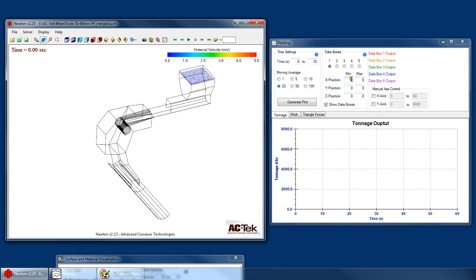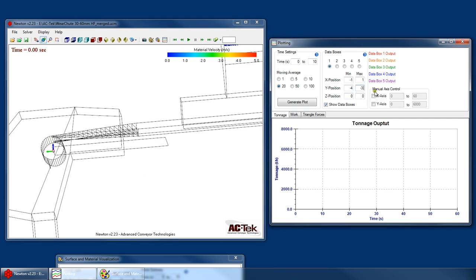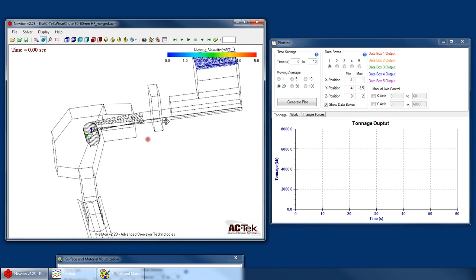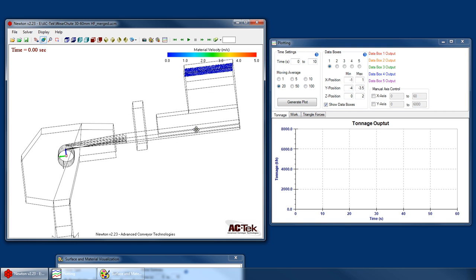So we'll set up a data box here. Turn on my UCS icon. It must be going from -1 to 1, -4 to -3.5, and 0 to 2. Okay, that's good enough. It doesn't matter how thick this tonnage box is. All that matters is that the particles enter the tonnage box. It has to have a thickness. I couldn't say -4 to -4. It has to be -4 to -3.9 or -3.5, whatever.